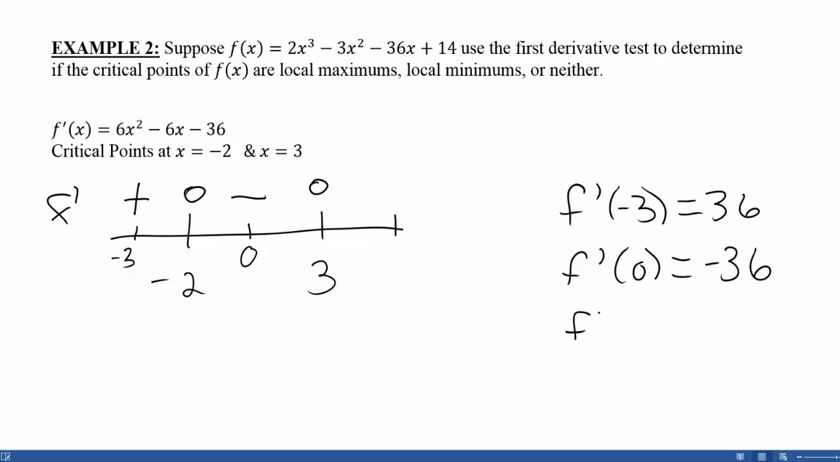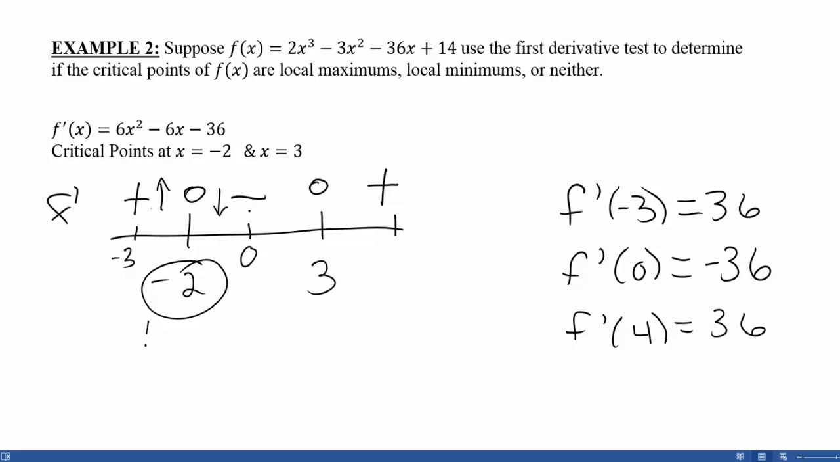And then I'm going to pick something a little bit bigger than 3, like 4. And when I plug in a 4, I'm again going to get +36. So here, when I consider -2, I see that my first derivative is going from positive to negative, which means my original function was increasing and then decreasing, which means that -2 is a local max.